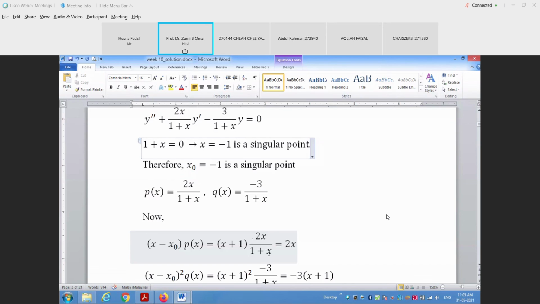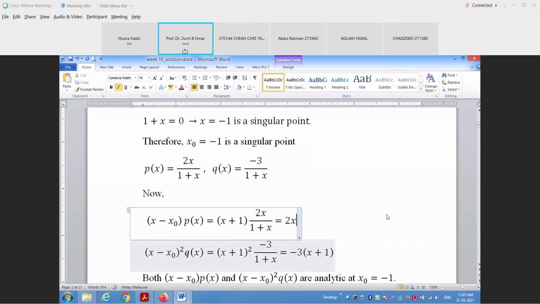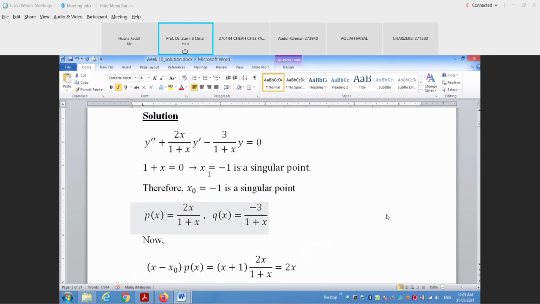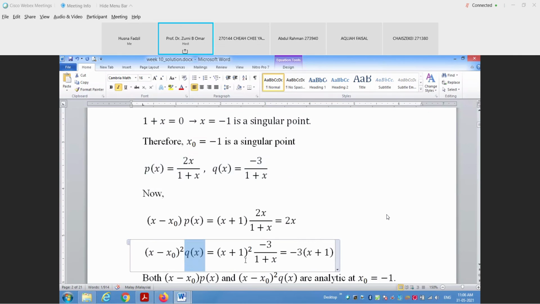And then we simplify this. x plus 1 and 1 plus x, we can cancel these two, so we will get 2x. Now for x minus x naught squared times q(x), again we replace x naught with minus 1. So we have x minus minus 1, x plus 1 squared, and q(x) is equal to minus 3 over 1 plus x.